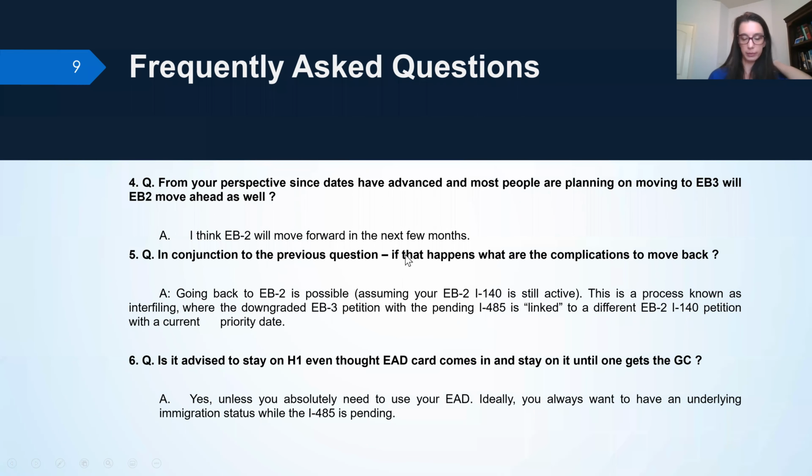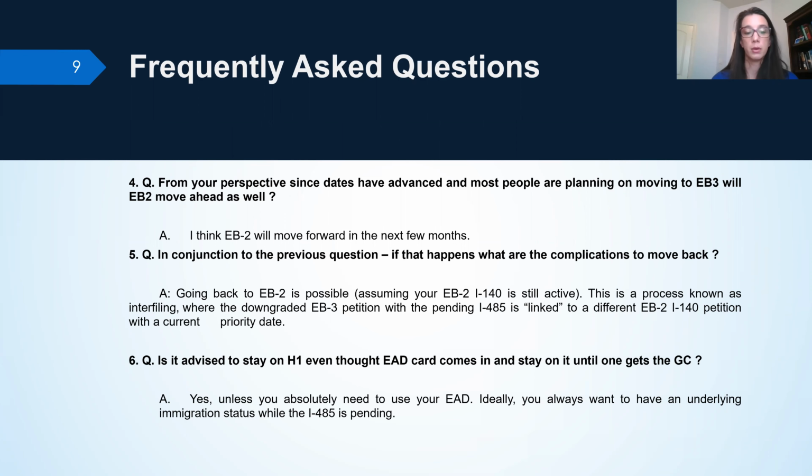In conjunction to the previous question, if that happens, what are the complications to move back? So that's the other popular question. Well, what happens if my EB2 date becomes current and it's more advantageous to go with EB2 at some point to get the green card faster if EB3 gets stuck? Yes, going back to EB2 is possible, assuming that your EB2 I-140 is still active. So that's very important.